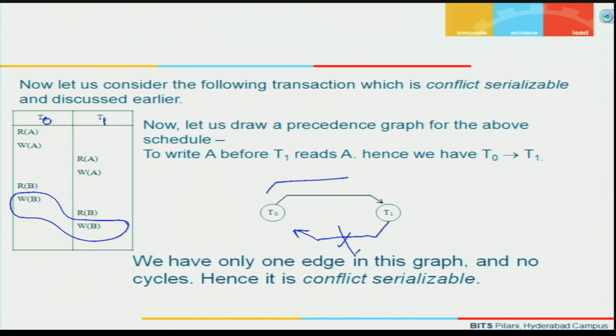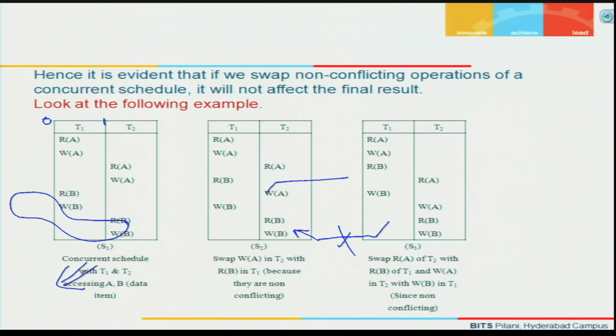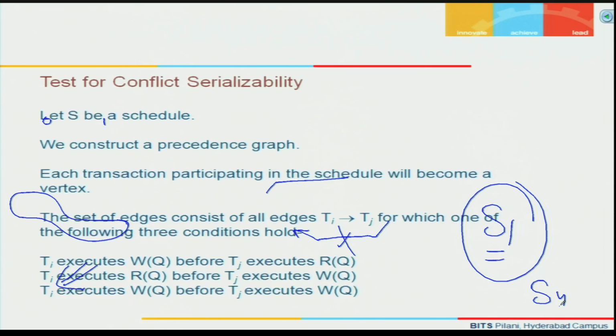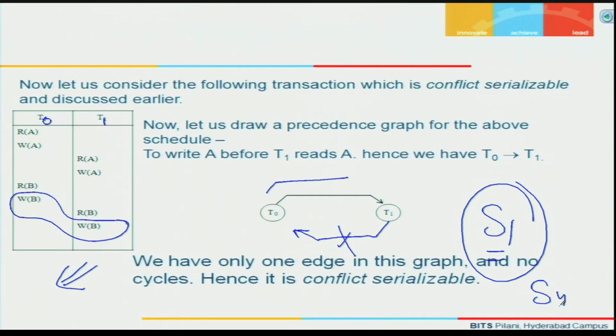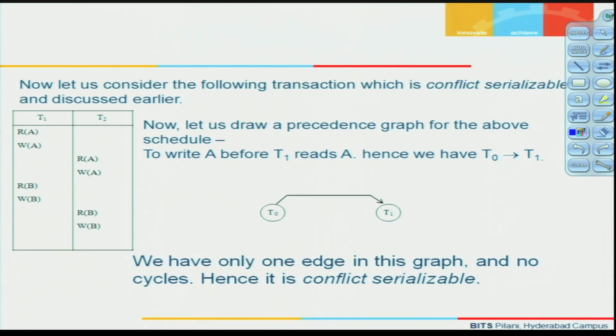Hence I can declare that this schedule is a conflict serializable schedule, and the same thing has been proved in the previous example, that is when we tried to swap them manually, this also proved that S1 is a conflict serializable schedule and which is equivalent to S4 and which is a serial schedule. Hence using this precedence graph I can find out whether a given concurrent schedule is serializable or not.